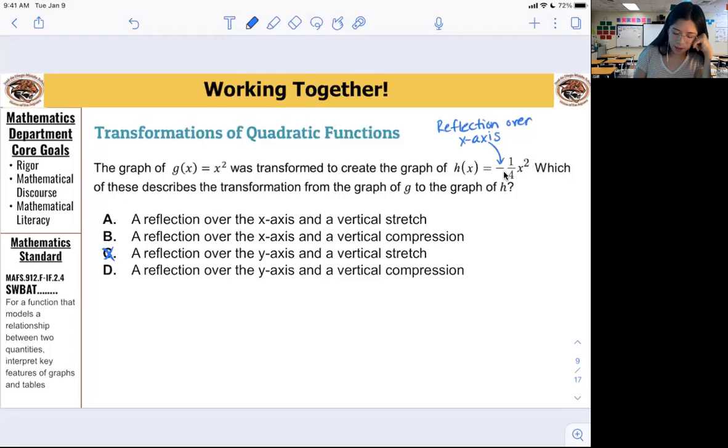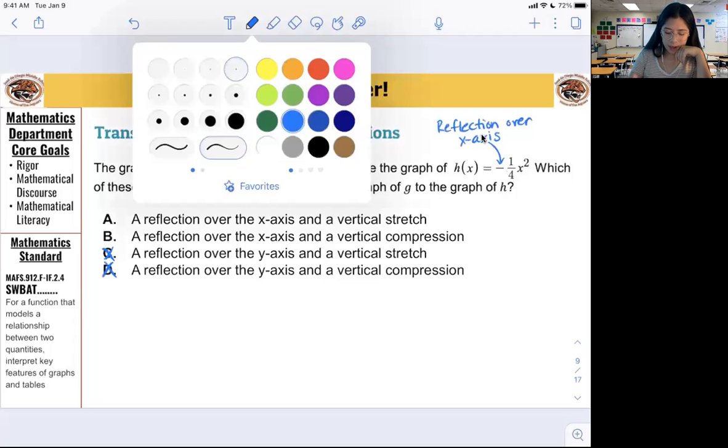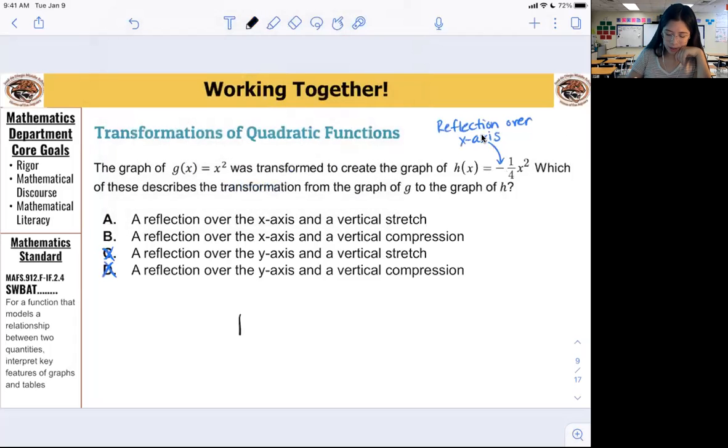So C and D are automatically out. It's a reflection over the x-axis. And let me explain why. That's because normally a parabola looks like this. It's a happy face. Here's my x-axis. When you have a negative sign, that parabola is going to flip. But which direction is it going to flip?